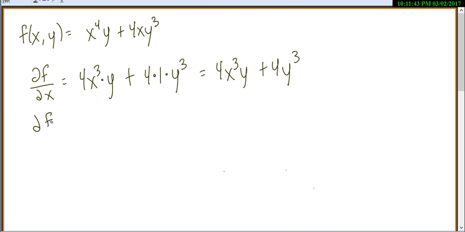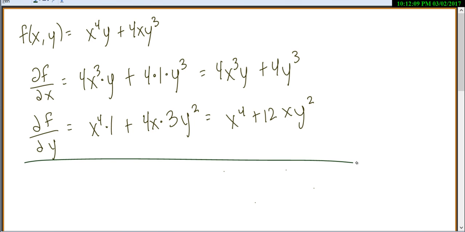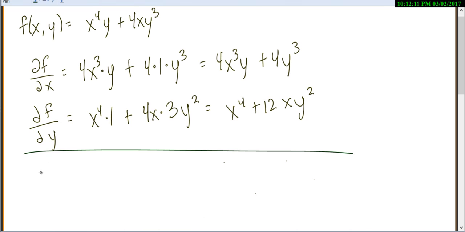Okay, and we'll find the partial of f with respect to y. So exact same thing, but now y is the one we care about. So for x to the fourth y, the derivative of y will just be 1, so we'll just have x to the fourth times 1. Plus this 4x, well those are just constants, we just leave them there. And for y to the third, the derivative of that is 3y squared. So we get x to the fourth plus 12x y squared. Now that we found our first partial derivatives, let's find our second derivatives.